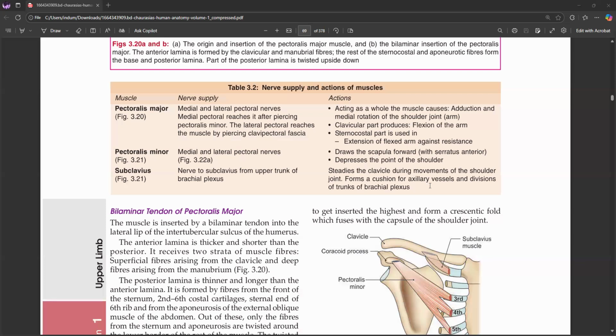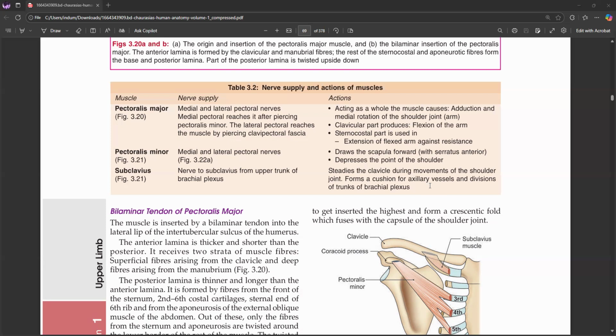Figure 3.2, nerve supply and actions of muscles. Muscle, pectoralis major, figure 3.20, nerve supply: medial and lateral pectoral nerves. Medial pectoral reaches it after piercing pectoralis minor. The lateral pectoral reaches the muscle by piercing clavipectoral fascia.